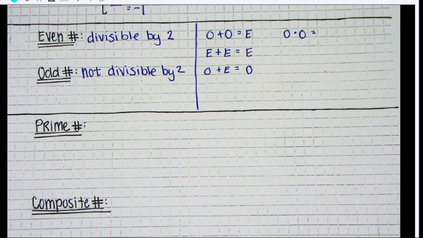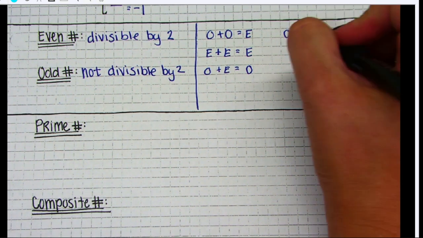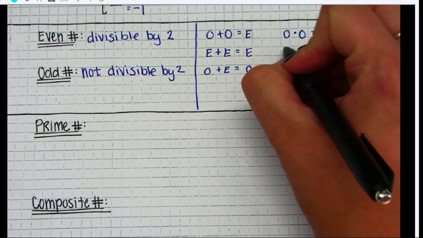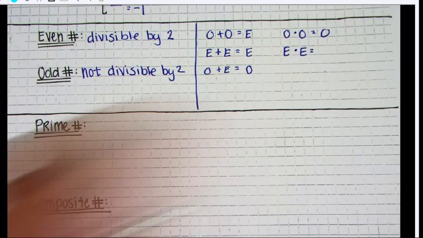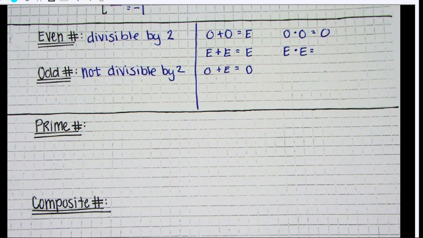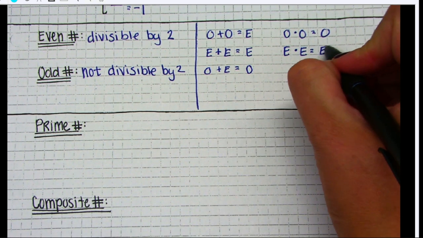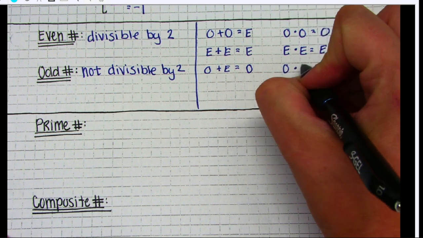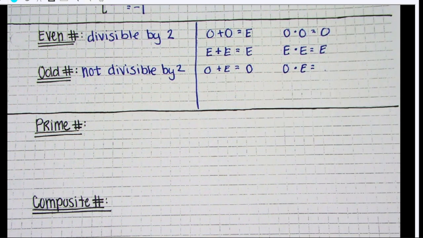Odd times odd is odd, so just test it. 1 times 3 is 3. 3 is odd. It'll work for any number. All right, even times even. That's even. Okay. 2 times 4 is 8. Okay. And then odd times even. That's an even. 1 times 2 is 2.